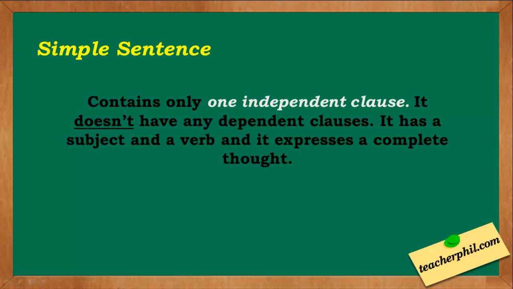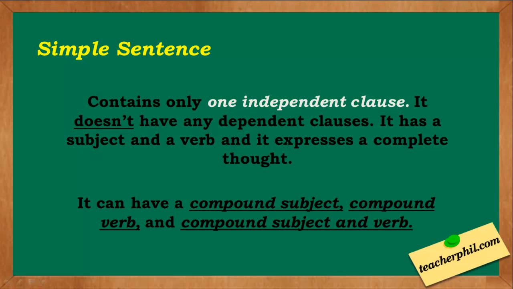Simple sentence. A simple sentence contains only one independent clause. It doesn't have any dependent clauses. It has a subject and a verb, and it expresses a complete thought. That doesn't mean it has only one subject and one verb, because a simple sentence can have a compound subject, a compound verb, or a compound subject and verb.